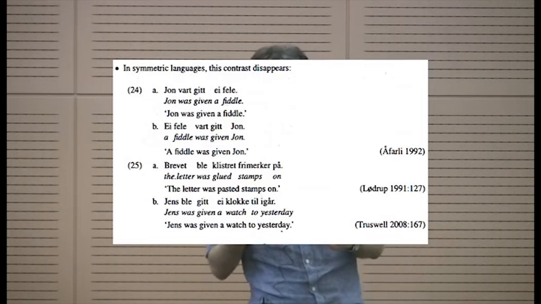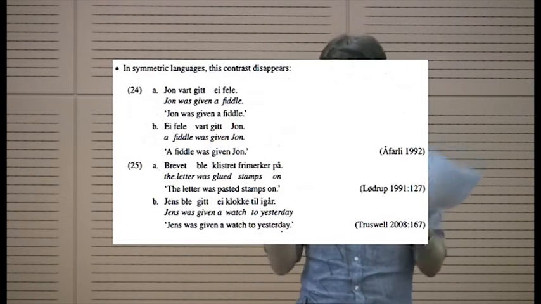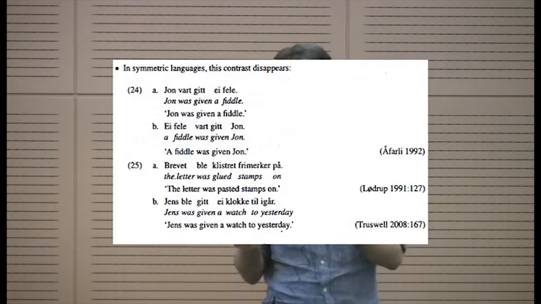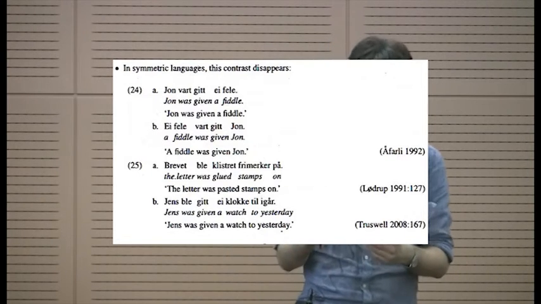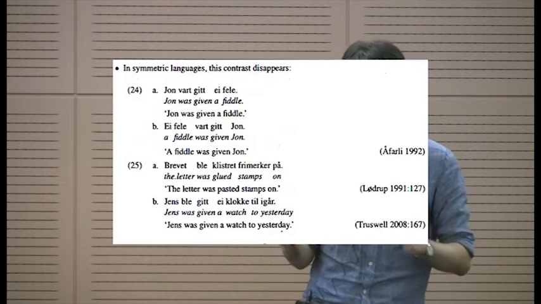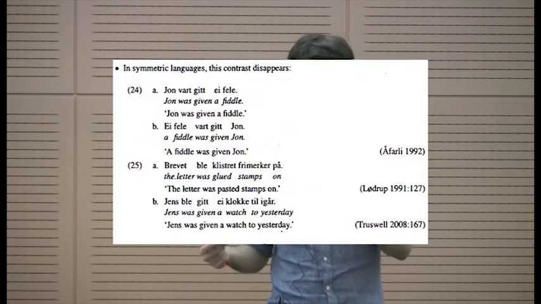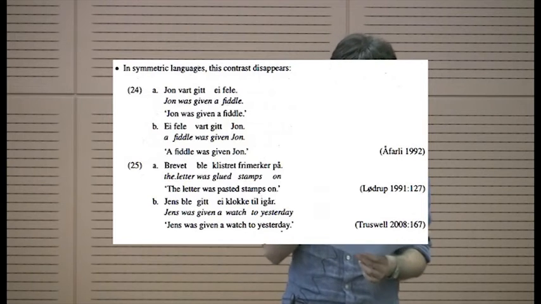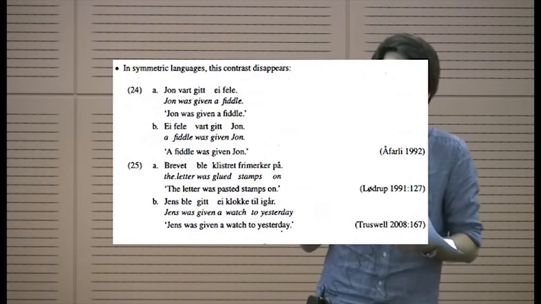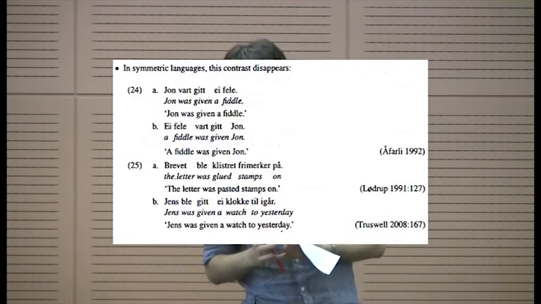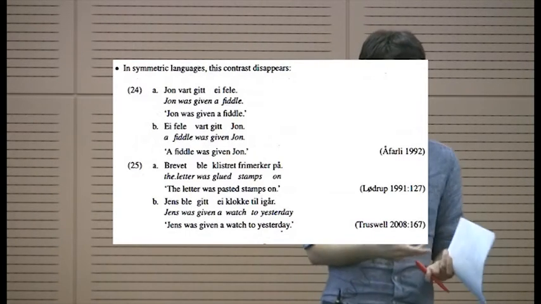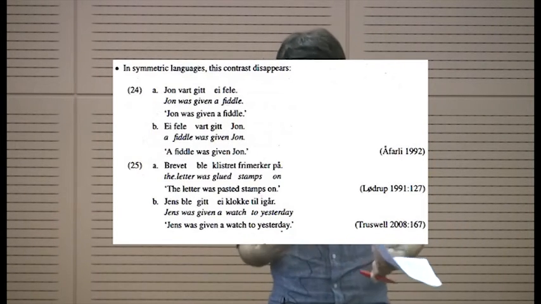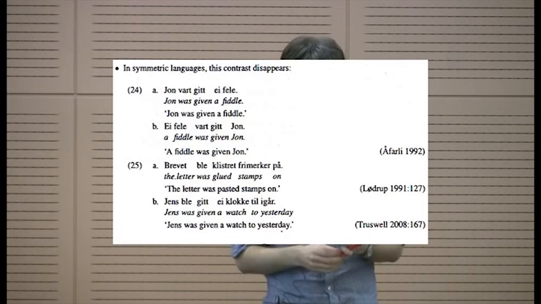And correspondingly, you get prepositional passives where you have an intervening direct object. So the letter was pasted stamps on, or Jens was given a watch to yesterday. Now, various authors hedge their bets on these a little bit, and some say some people find them awkward, but they're certainly not as bad as the English versions seem to be. So even if there is something syntactic going on here, it seems to be the same syntactic thing as is going on in the regular passive. So again, it's not a special property of the prepositional passive. Really, it's something about the passive in general.